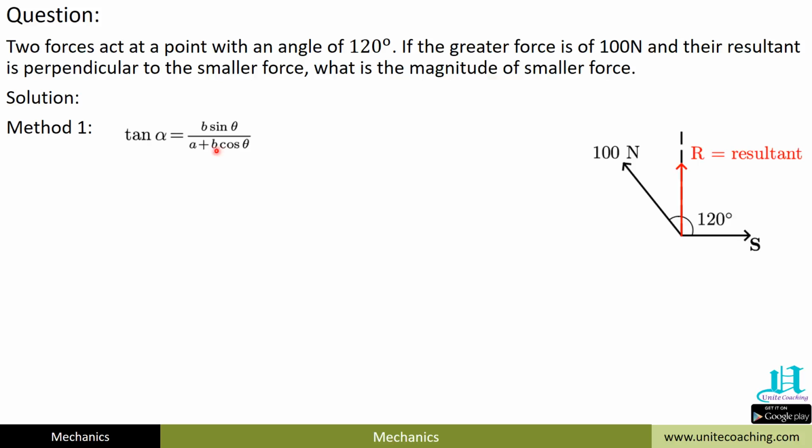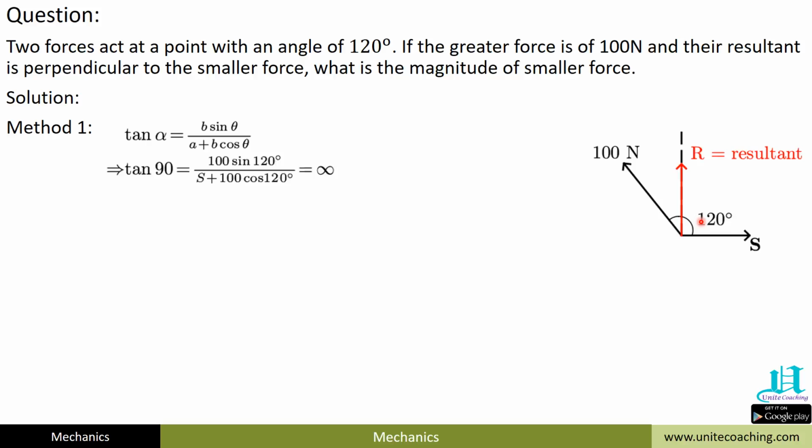So a will be replaced by S, b will be replaced by 100 newton, alpha will be replaced by 90 degrees, because the resultant is making an angle of 90 degrees here, and theta will be replaced by 120 degrees. Theta is basically the angle between the two vectors which need to be added. So here we are adding the force S and the force of 100 newton, and the angle between the two forces is basically 120 degrees.